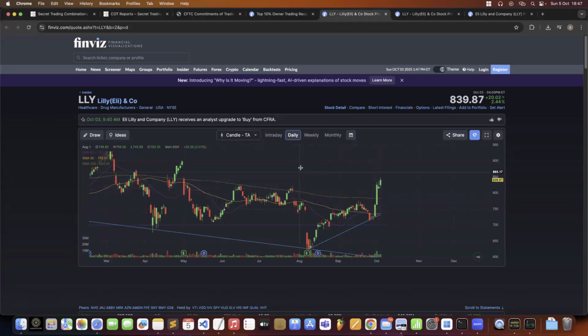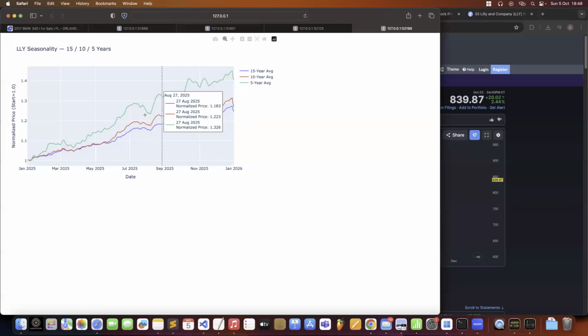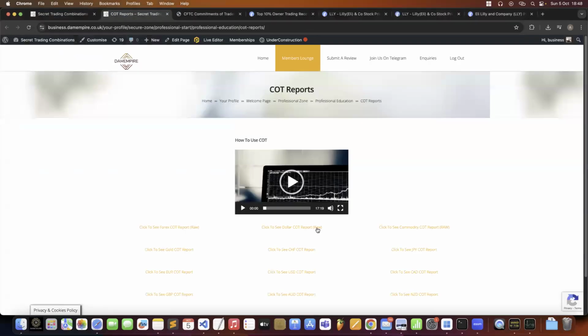Now, this is why we mix this with something called seasonality, to understand what's happening, right? So let's look at the seasonality chart of this. I have this already loaded up right here. And what we can see on the seasonality chart for this stock, this is the 5th, is that it's not due to fall until around the 14th of October right here. Now, this seasonality chart is not on our site yet, right?